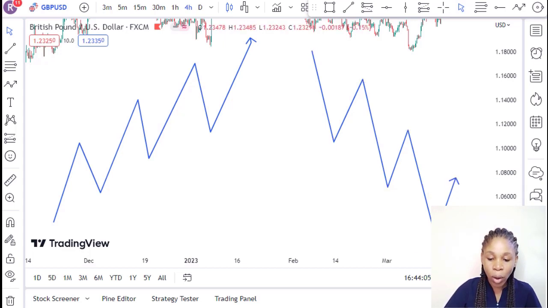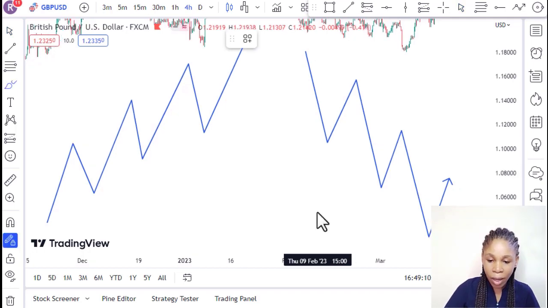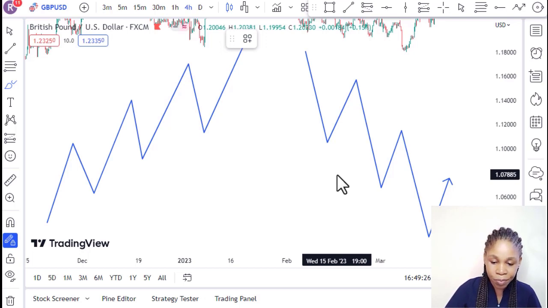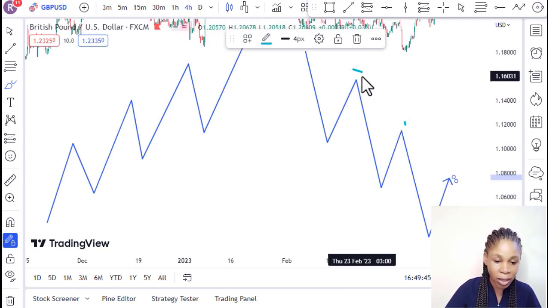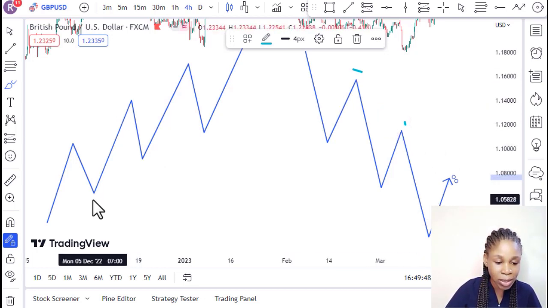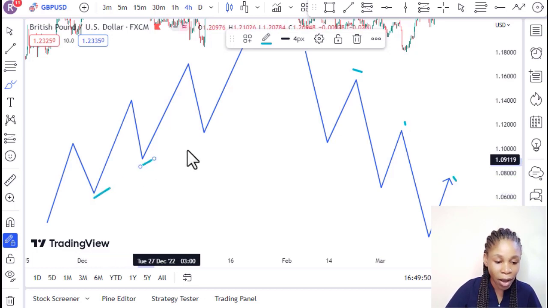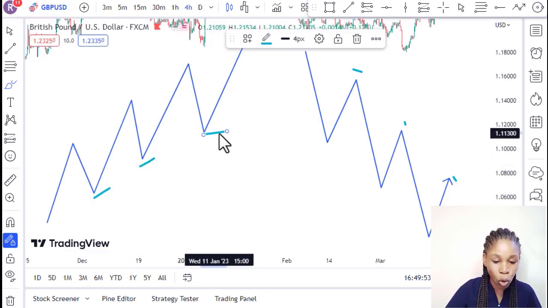A trend line is a straight line that connects two or more price points, and it is used to identify a current trend in the market. You need to note that in a downtrend you connect the highs downwards. These are the highs. And then in an uptrend you connect the lows. We have a low here and we have a low here, so you connect the lows.